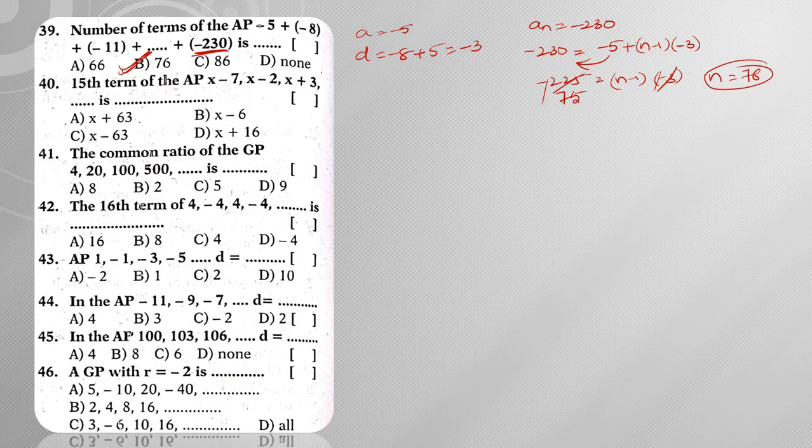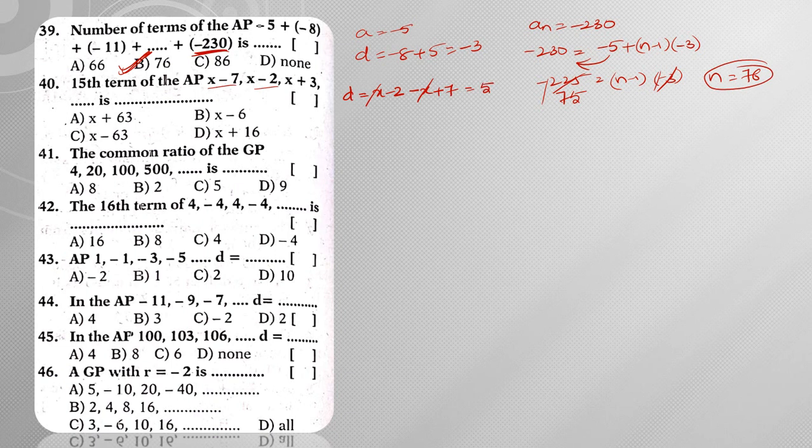Next, the 15th term of this particular AP. What is A? A is x minus 7. What is the common difference? Common difference is nothing but x minus 2 minus of x minus 7. So minus of x minus 7 means minus x plus 7. So minus x plus x gets cancelled. 7 minus 2 is 5. So here the common difference is 5.